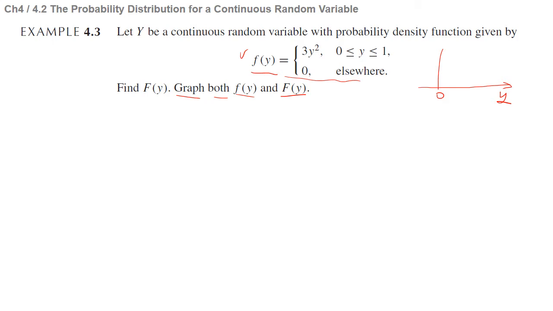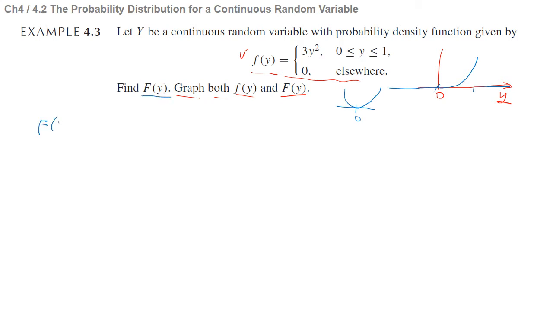So let me change the color to blue. It is defined as 0 for this interval, and from 0 to 1 it is defined as 3y squared, and as you know, y squared looks like this from 0, so 3y squared is this, and from here it's again 0.